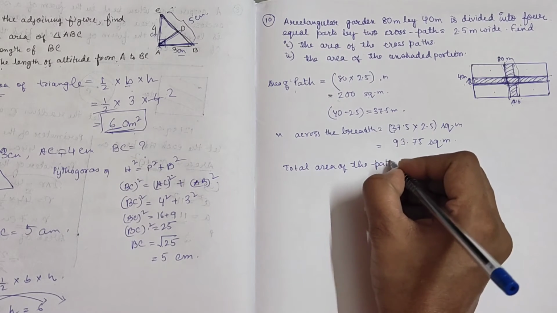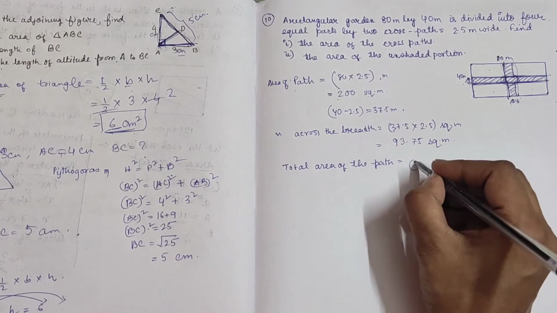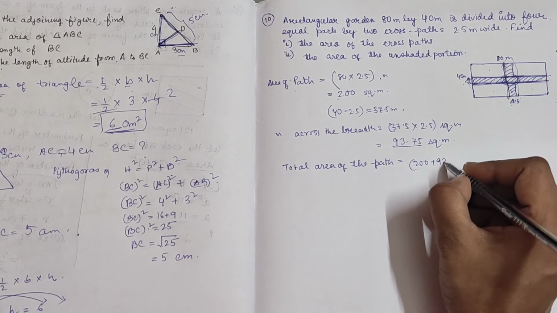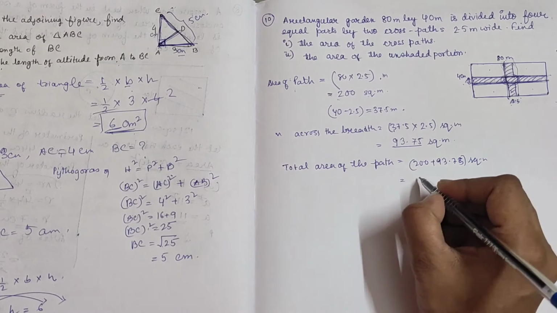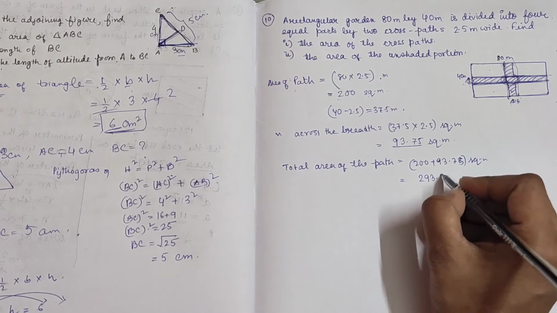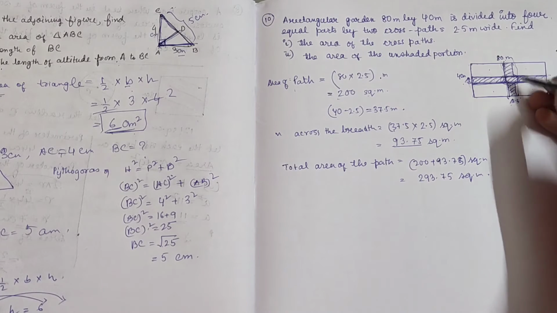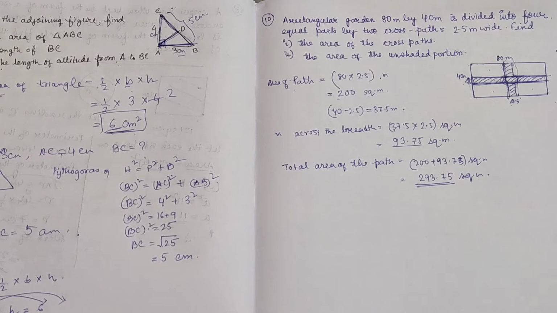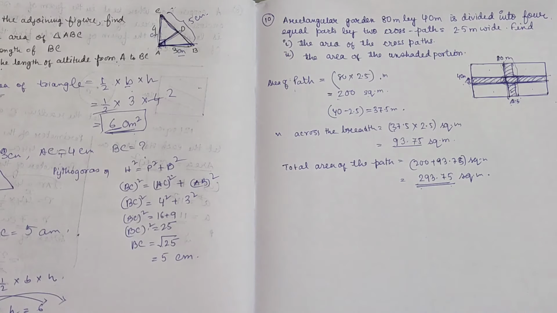What should we do? Total, how can we find out? This part is 200 plus this is 93.75 square meter. So it will be 293.75 square meter. The total area of the path is 293.75. The area of the cross path, how much we have got? 293.75. So number 1 answer we have got.